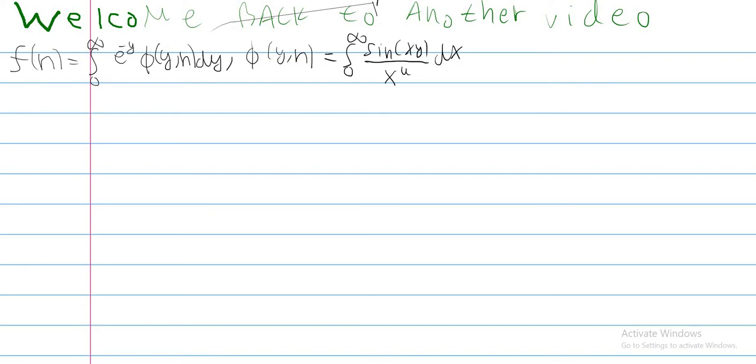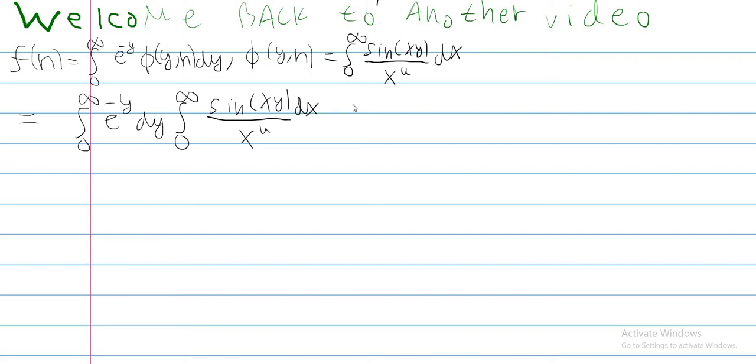So let's plug in the thing we are given into the f of n. So we will have an integral from 0 to infinity e to the negative y dy, and now we put in the integral of sine xy divided by x to the n dx.